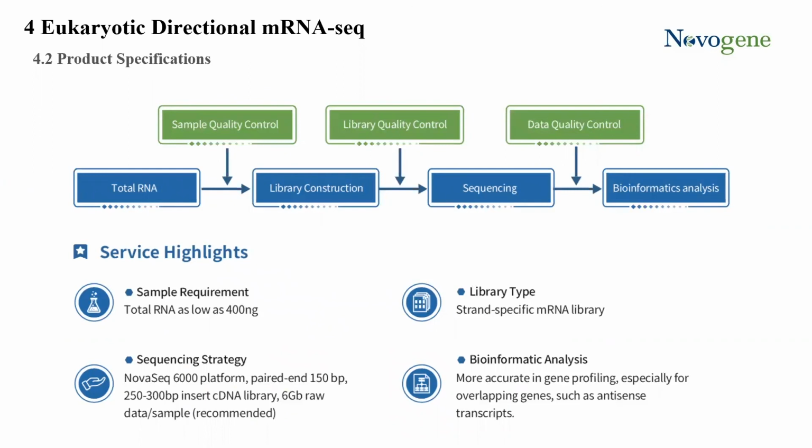The workflow for a directional or stranded pipeline is the same as a regular mRNA-seq pipeline with one tiny variation during library prep that I just mentioned. So we still ask for at least 400 nanograms of total RNA in good quality. We're going to perform the sequencing on our NovaSeq 6000 machines using the PE150 strategy, and we recommend, in this case, 20 million reads per sample.